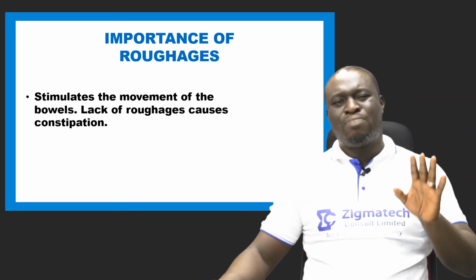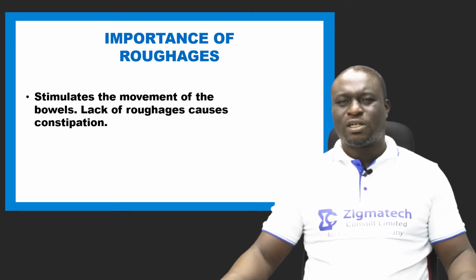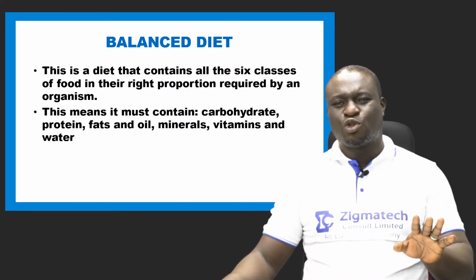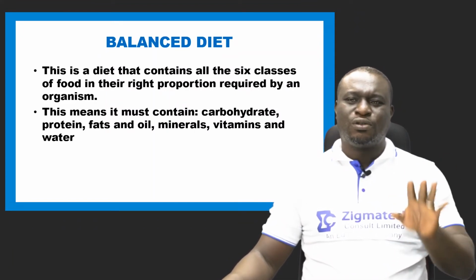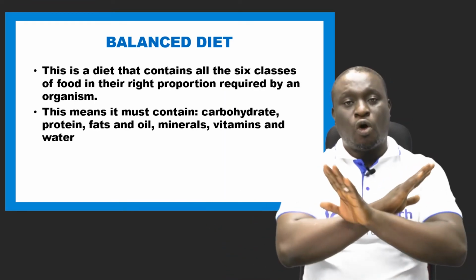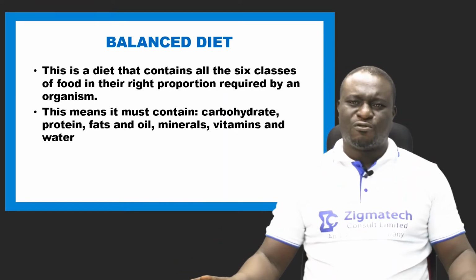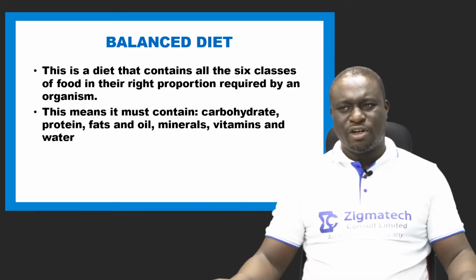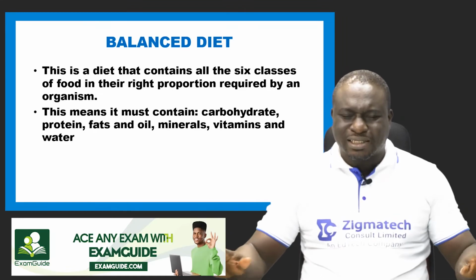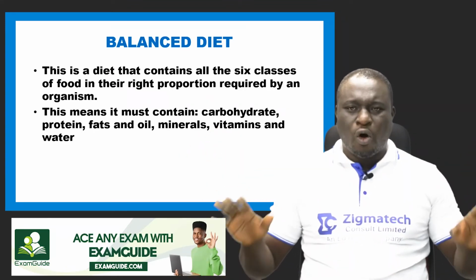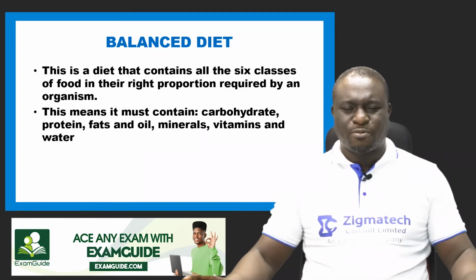Now moving to balanced diet. What is a balanced diet? A balanced diet is actually a diet that contains all the 6 classes of food, not 7, but all the 6 classes of food in their right proportion required by living organisms. All the 6 classes of food required by animals, in their right proportion.